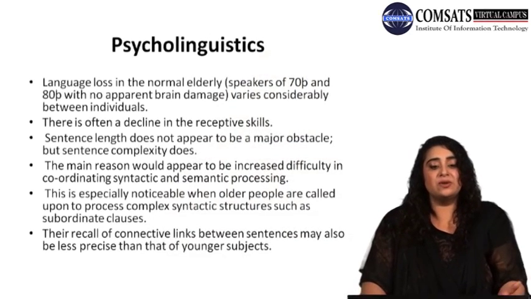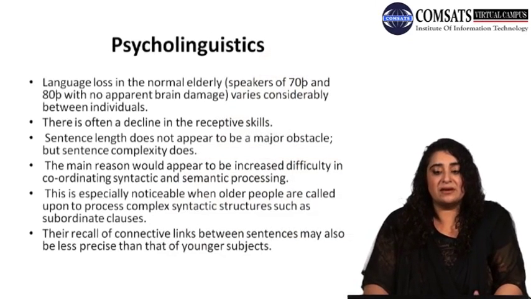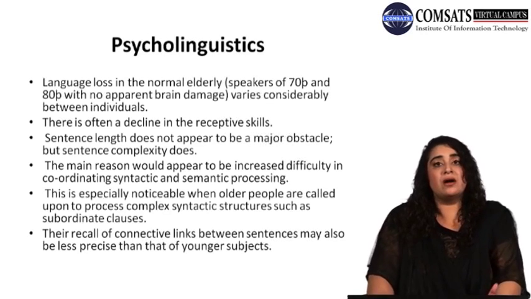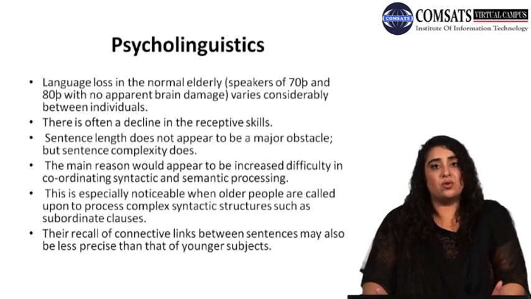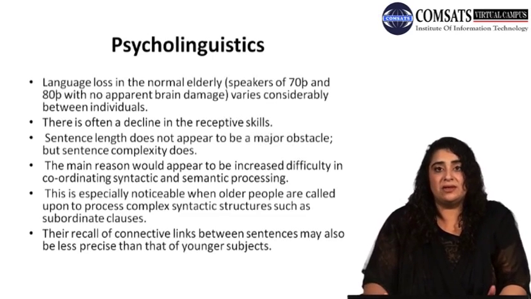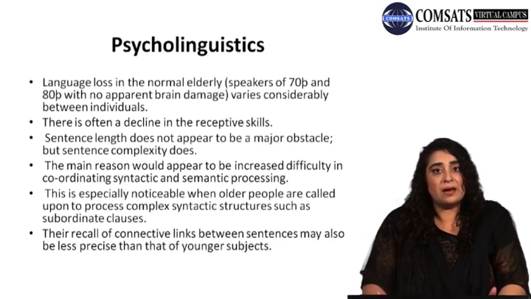So, language loss. Now, first of all, we are going to see the factor of language loss. Language loss in normal elderly speakers of 70% and 80% with no apparent brain damage varies considerably between individuals. So there is often a decline in the receptive skills. People who grow older start losing the ability to speak. Some of it is caused by brain damage, and some of it is caused by various other reasons.